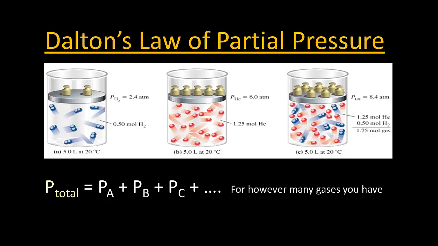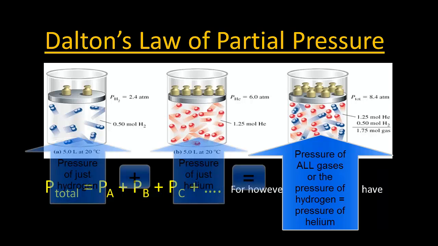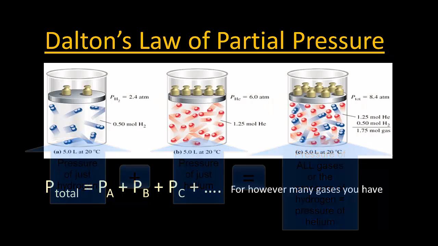So Dalton's Law of partial pressure states that the total pressure of a gas is all the pressures of the individual gases added together. So in this example right here, if we need to find out the total pressure of this gas over here, which consists of helium and hydrogen, we must add up the individual pressures to find out what the total pressure is. So the pressure of just the helium gas plus the pressure of just the hydrogen gas will equal the total pressure.